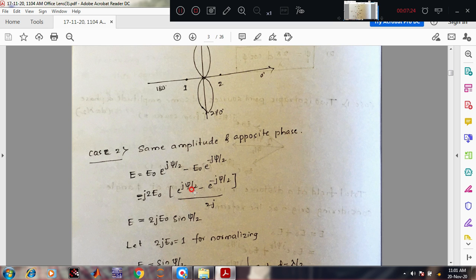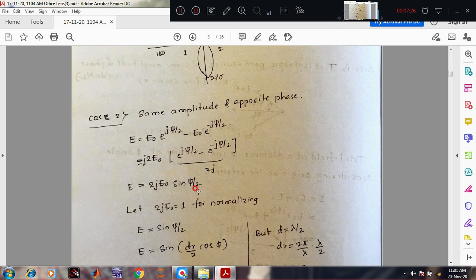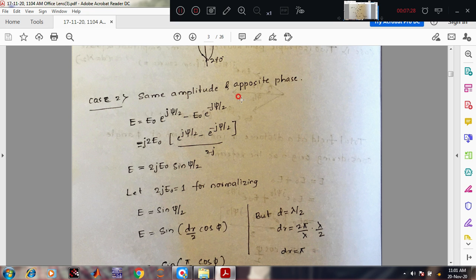So let's move on to case 2: same amplitude and opposite phase. Two isotropic point sources, the same amplitude and opposite phase. Here E will be E naught e raised to j psi by 2 minus E naught e raised to minus j psi by 2. This is the difference between the previous case and this one. Now what I will do here is multiply by 2j and divide by 2j, in the numerator and denominator. That doesn't make any difference.